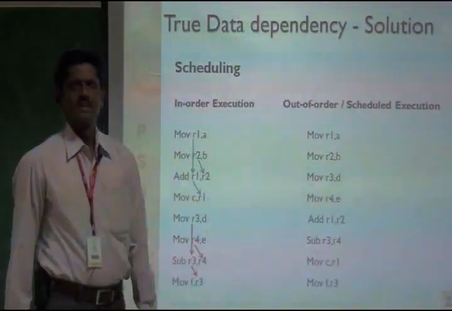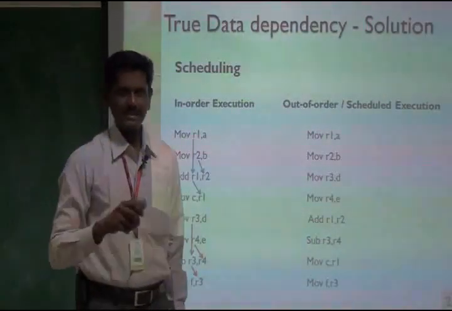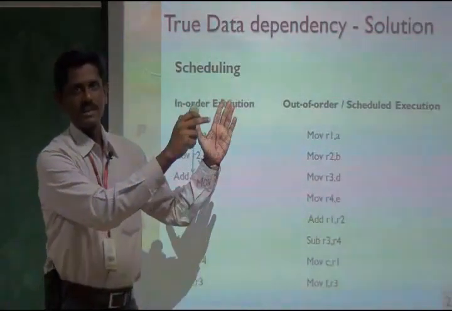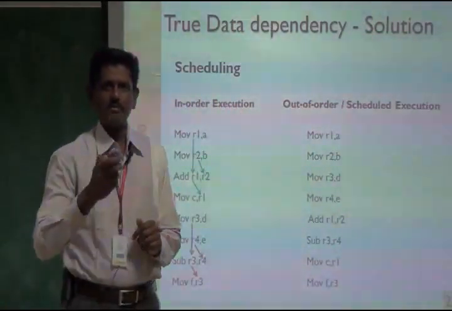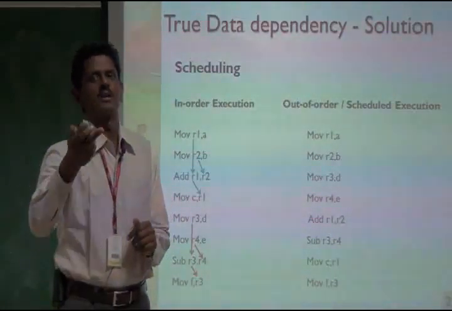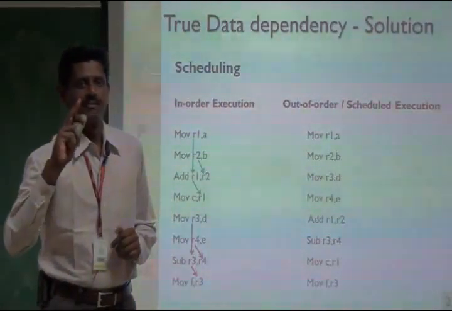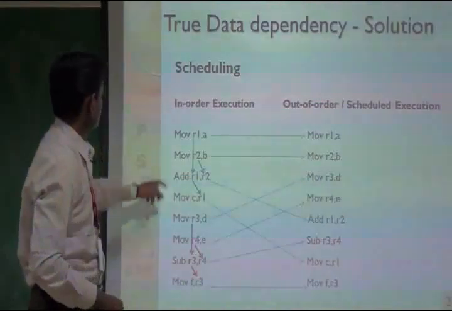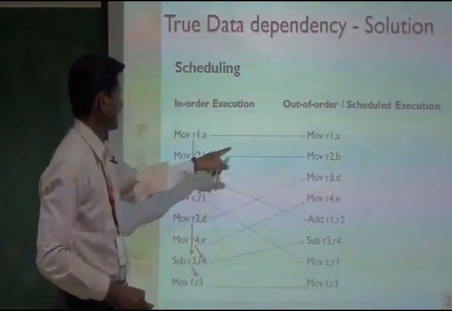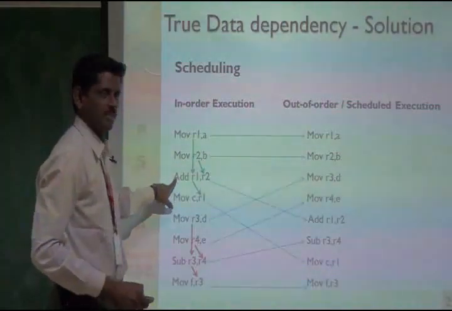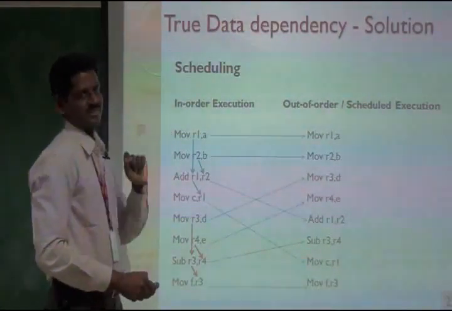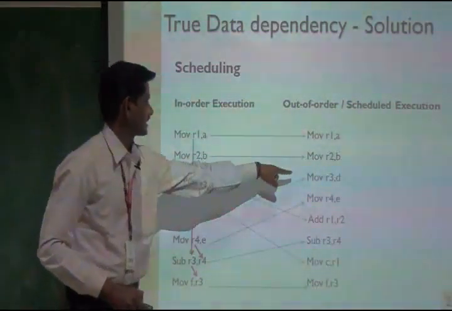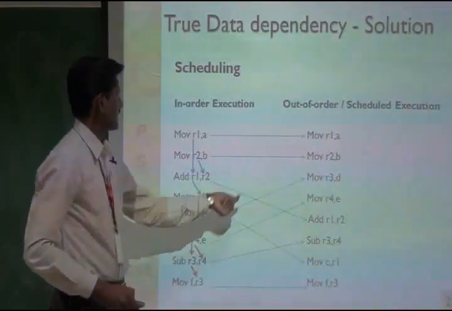There are so many dependencies, so we go for scheduling. It's nothing but changing the order of execution. There is one order prescribed by the programmer. Now the compiler or hardware changes the order of execution without violating the result of the program. Take the first instruction as such, the second instruction as such. But the third instruction is a dependent instruction, so in order to execute the add instruction as third, we may change the order.